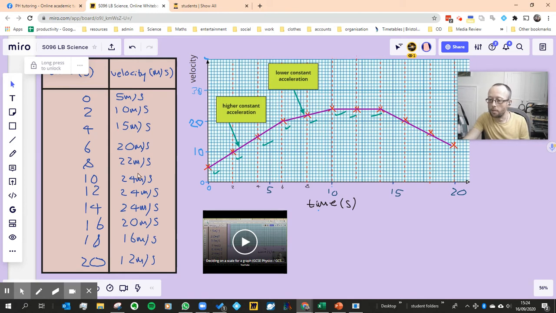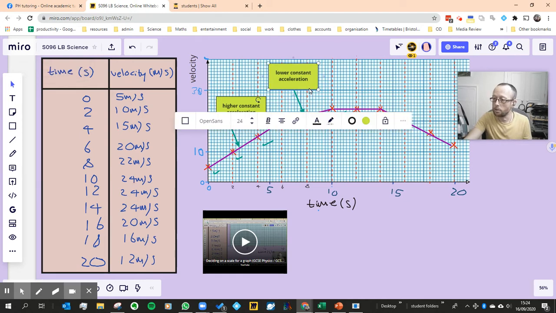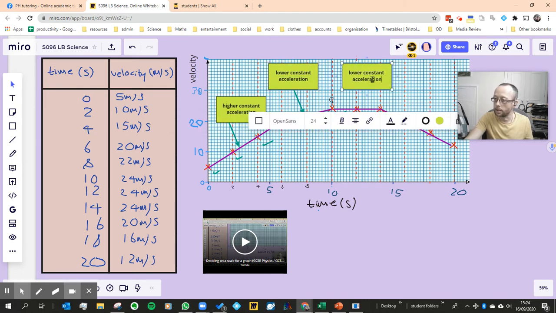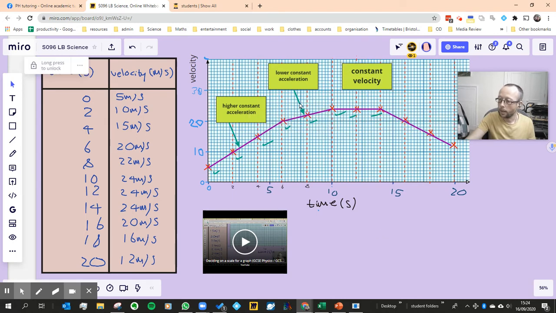Now between 10 seconds and 14 seconds, the speed's not increasing at all. So this is zero acceleration. There's no acceleration at all. So we could just say a constant speed or constant velocity. So that flat bit is constant velocity. Let's get another arrow here. Okay, so that's constant velocity.